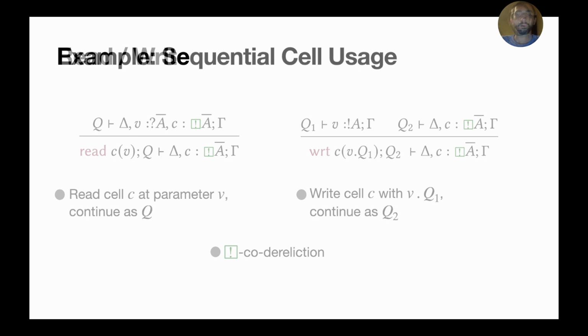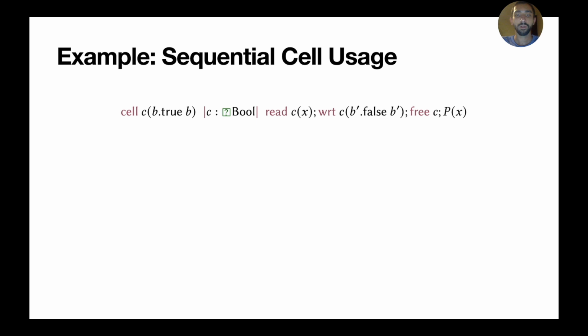We will now illustrate the sequential cell operations with a short example. Consider the following system, in which a reference cell at session C is initialized with a persistent Boolean value true, the cell being typed by box why not bool. The cell is composed by cut with a process that first reads the cell on input parameter x, then writes the Boolean false, frees the cell usage, and continues as P.